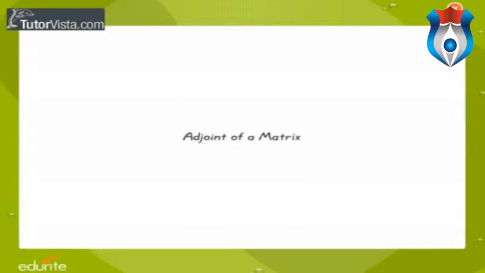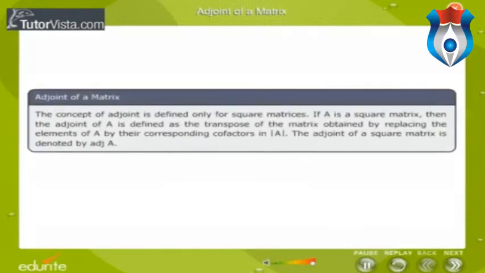Adjoint of a matrix. The concept of adjoint is defined only for square matrices. If A is a square matrix, then the adjoint of A is defined as the transpose of the matrix obtained by replacing the elements of A by their corresponding cofactors in det A. The adjoint of a square matrix is denoted by adjoint A.